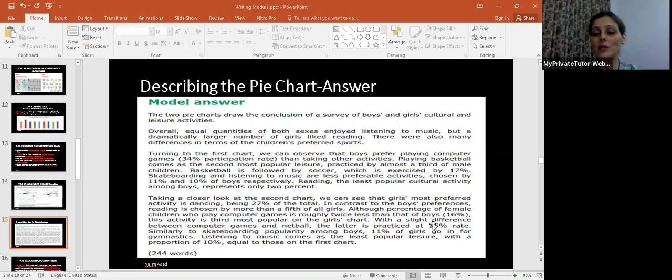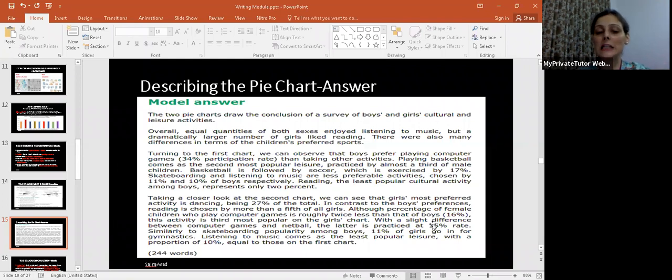In contrast to the boys' preferences, reading is chosen by more than a fifth of all girls. Although the percentage of female children who play computer games is roughly half that of boys. Mention the percentage also. The figures and facts carry weightage. Always have a weightage in the writer.